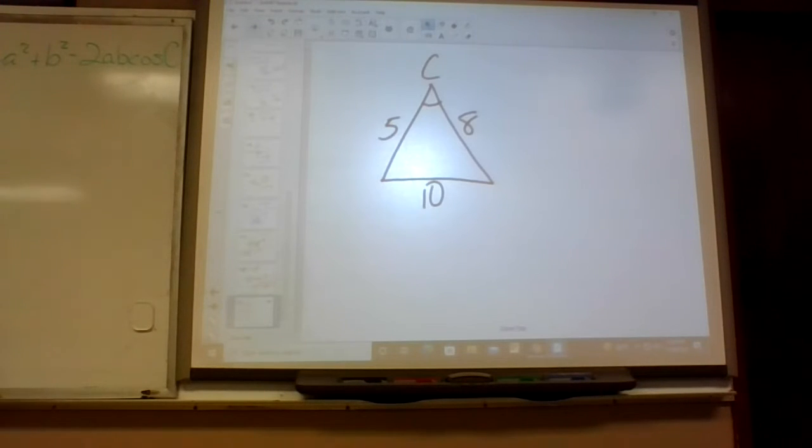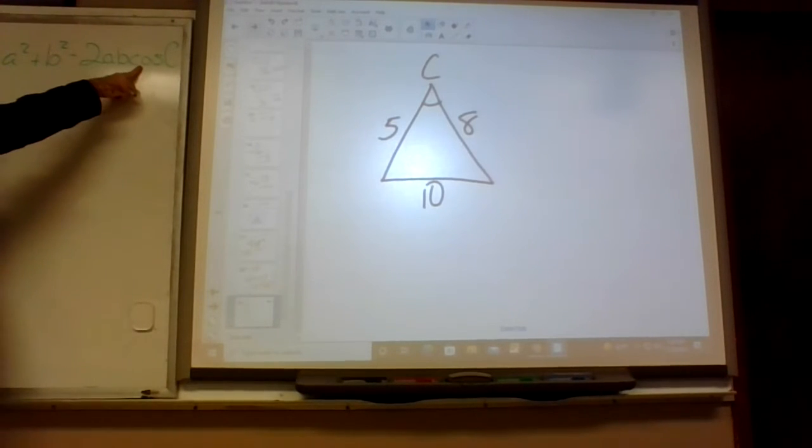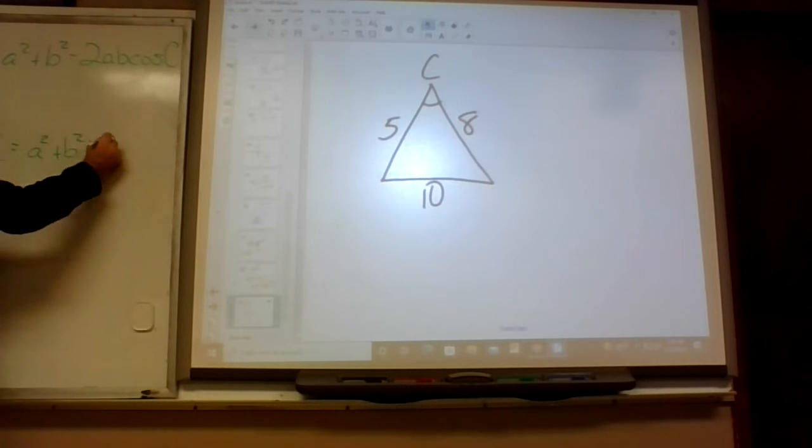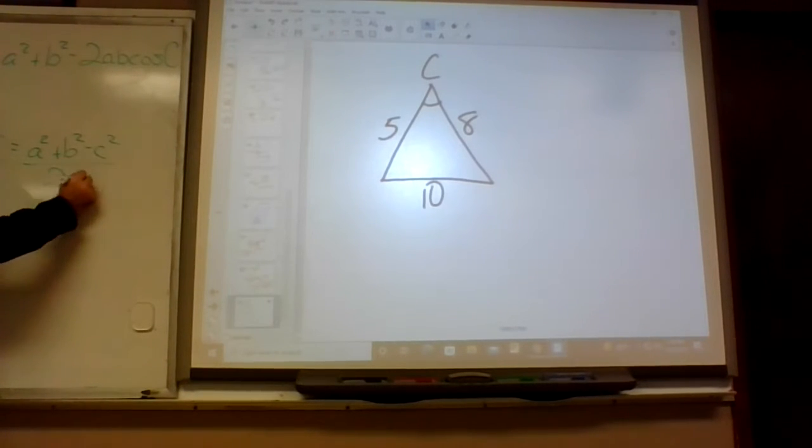Remember, we only needed to use law of cosines to find the first missing part, and after that you could use law of sines. We don't have side angle side. We have side side side. If you solve this for cosine of C, it'd be A squared plus B squared minus C squared over 2AB.